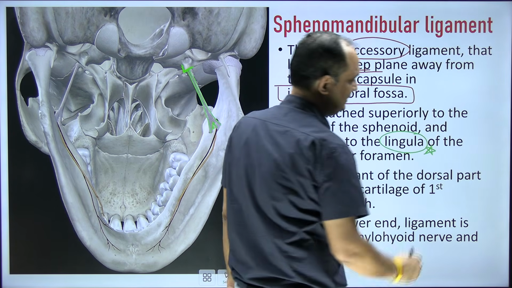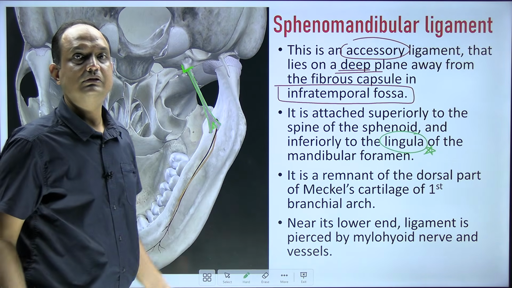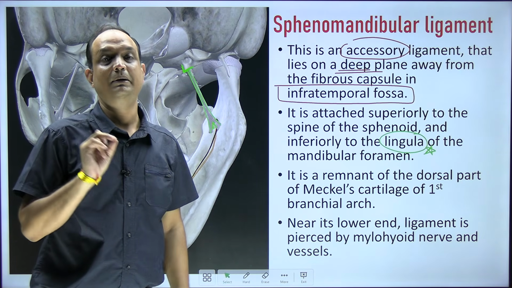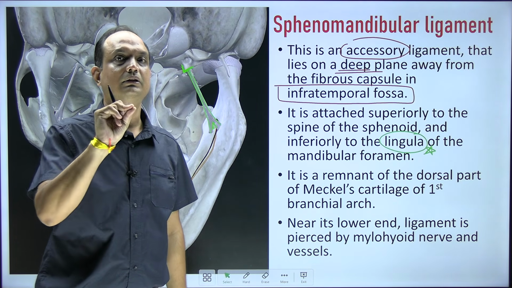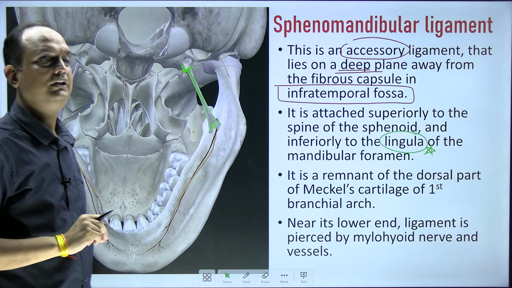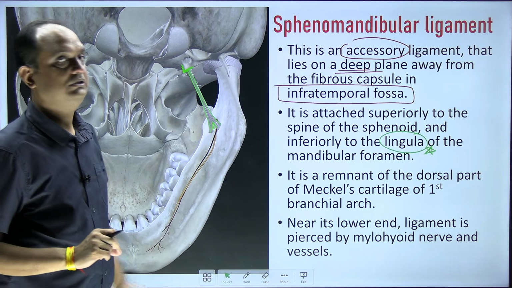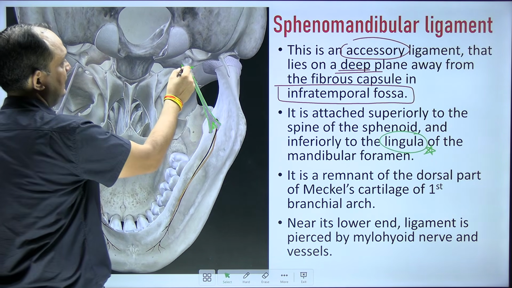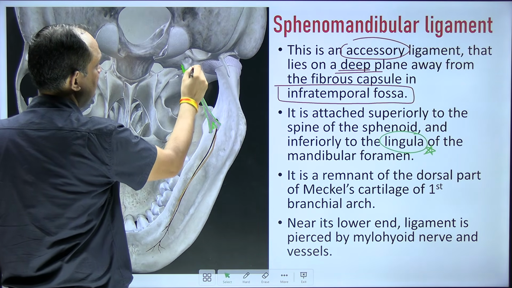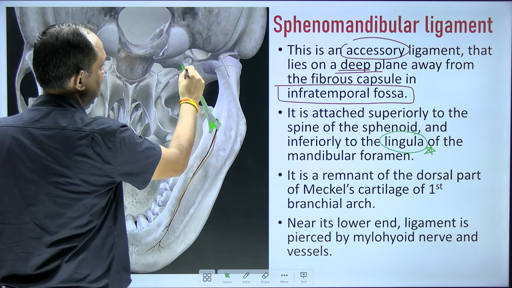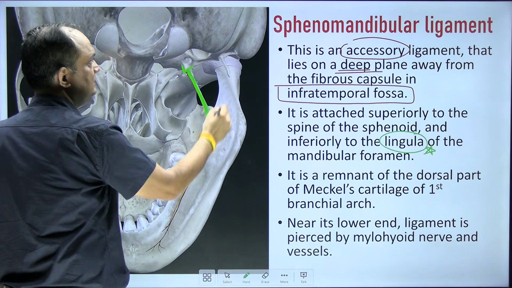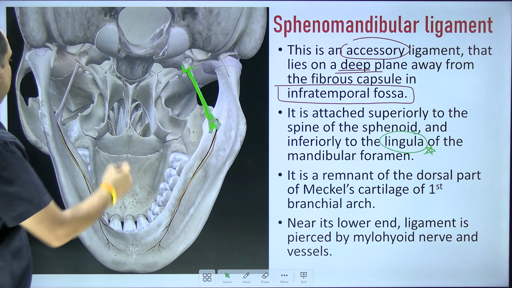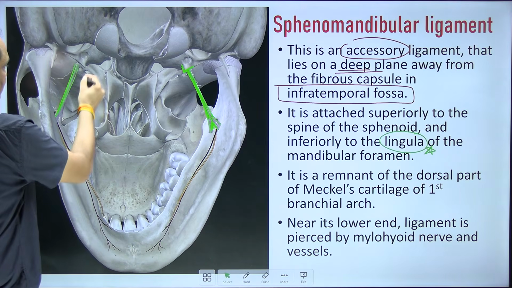When you have the mandible in your hand and see the inner side, there is a mandibular foramen, and just at the entry of the mandibular foramen, there is a bony spike known as the lingula. So this is a connection between the spine of sphenoid and the lingula of the mandible, and this connection is known as the sphenomandibular ligament, which you can see on both sides.